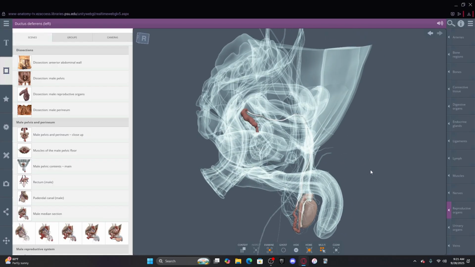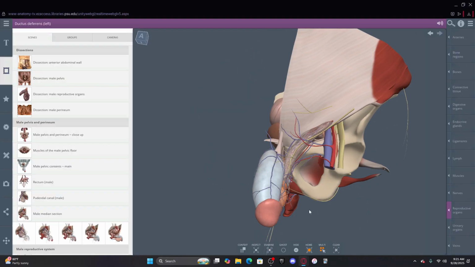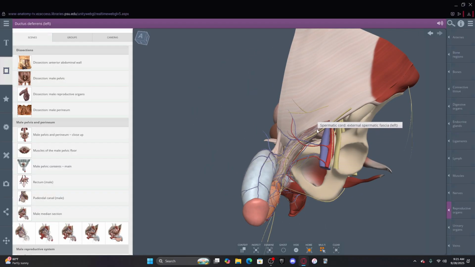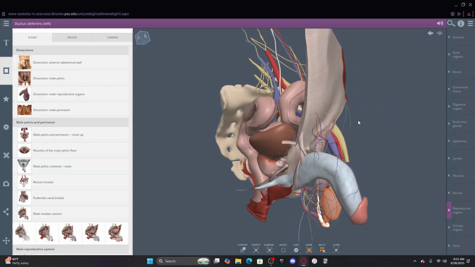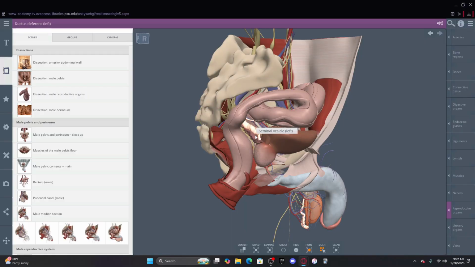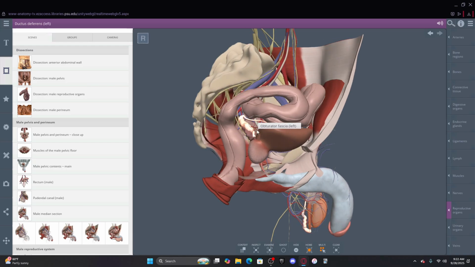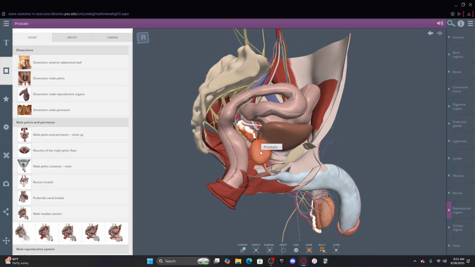Right, so we see that. See it goes, and we can also see it going through the spermatic cord, right? From the spermatic cord, it goes back to the prostate. But now that we see all of those things, we can also see the seminal gland or the seminal vesicle right there. So that's entering the prostate as well. And this is our prostate.